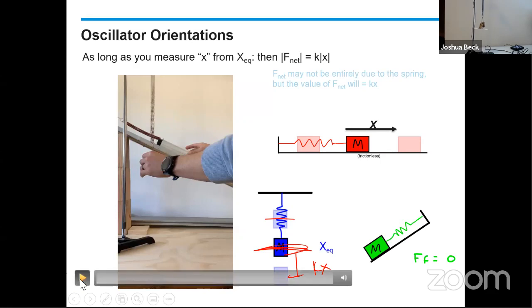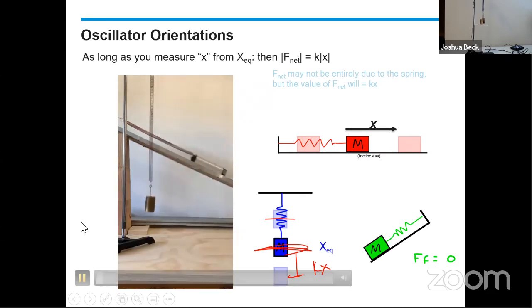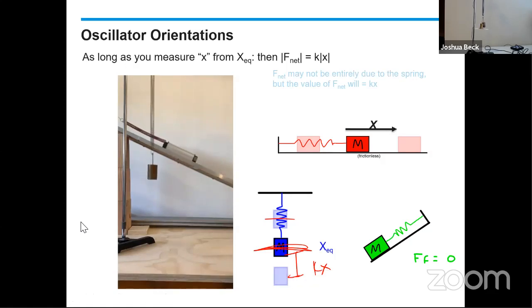Now you can take my word for it, or I've got a little video here where I have two springs that are the same. They have the same K value. They both have the same mass attached to them. It's a 500 gram mass and a 500 gram cart.